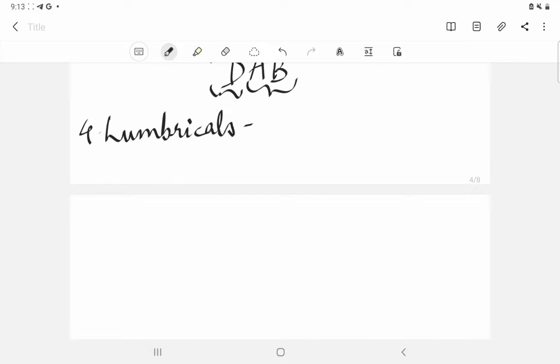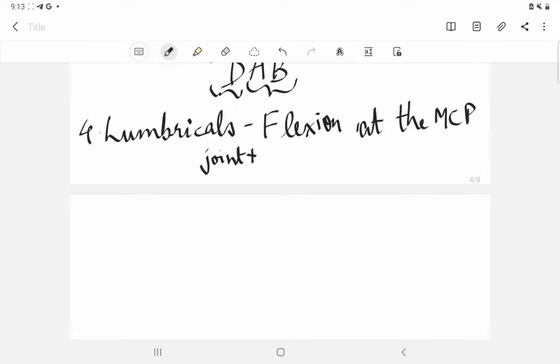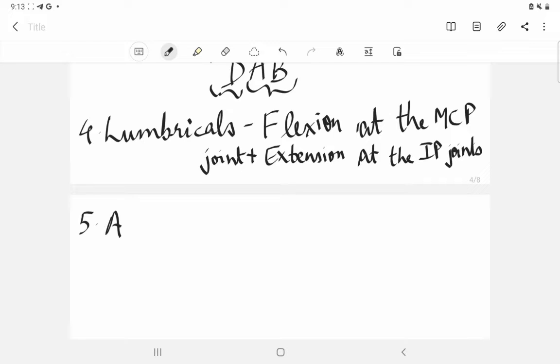The action of the lumbricals is flexion at the metacarpophalangeal joints and extension at the interphalangeal joints. Now we'll talk about the action of the adductor pollicis muscle.